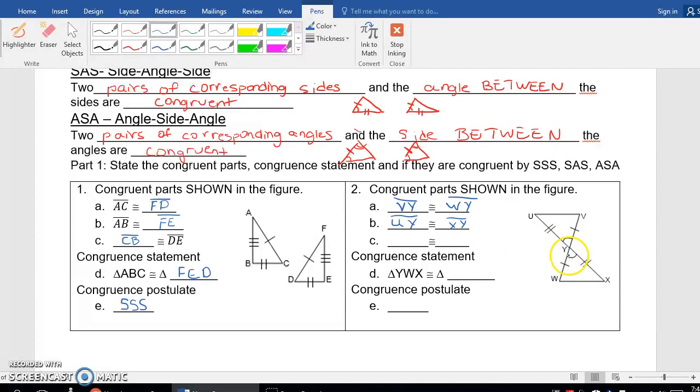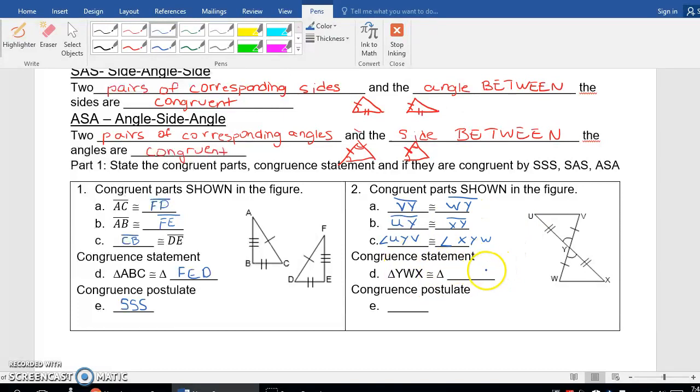And then lastly, this last notation for my angles, I cannot just call this angle Y though, because that's not specific enough. So like we learned in the previous unit, we're going to use 3 letters, and it'll be angle UYV, which is this one right here, is congruent to angle XYW. Those are the 3 different things shown in this figure.